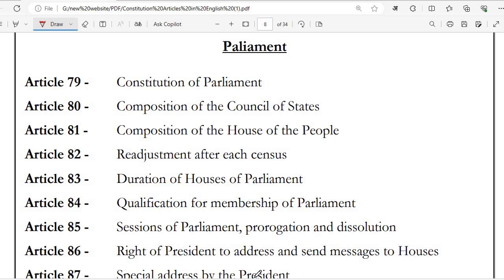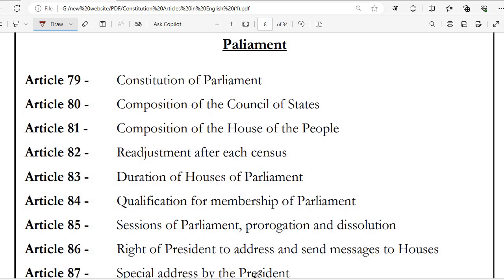Article 82, readjustment after each census. After every 10 years, a census is made in India and the constituencies are readjusted. Duration of the Houses of Parliament: Lok Sabha generally sits for 5 years, and the Council of State, the permanent house, is never dissolved. However, the general term is 6 years. Qualification for members of Parliament: the qualifications of Lok Sabha members are different from those of Rajya Sabha members. You should try to understand.